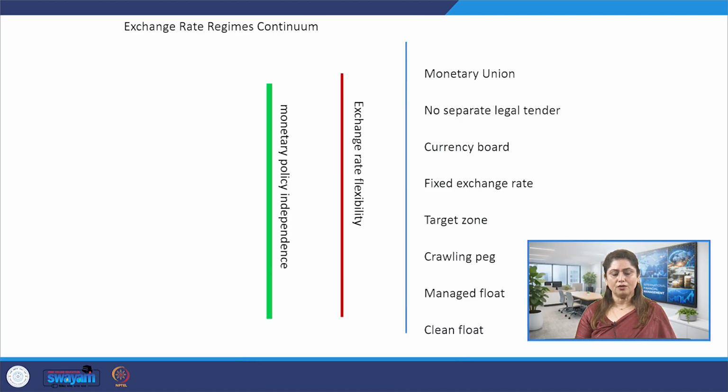If we talk about monetary policy independence, it is 0 under monetary union, and it is maximum when we have clean float, right.